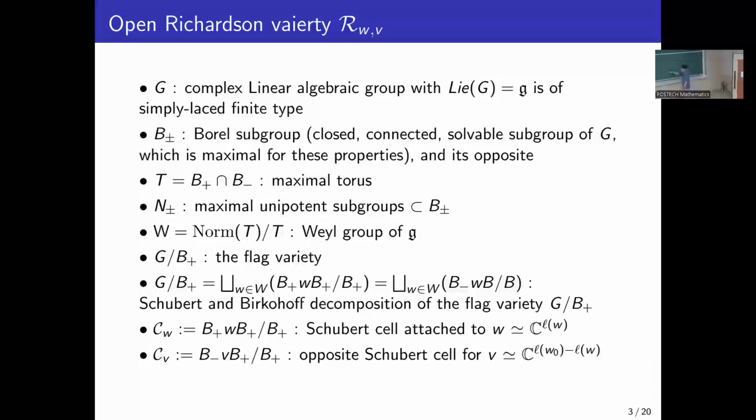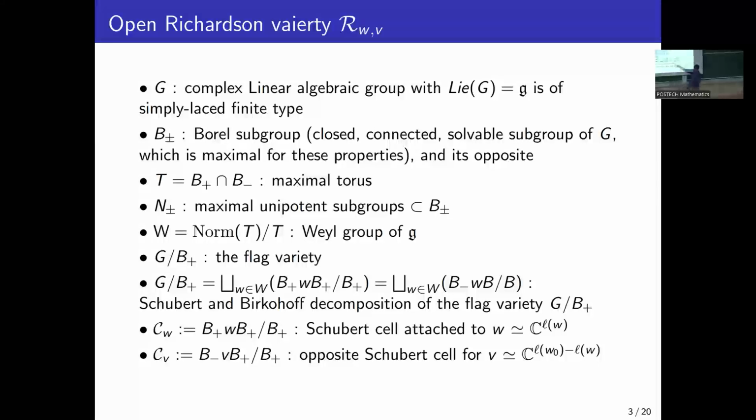So in this case, the flag variety is exactly the variety of flags. I mean, you consider the sequence of spaces, where the last one is equal to C^n, and the dimension of the k-th space is k, so each successive quotient has dimension one. So you consider the complete flags in the n-dimensional vector space, and the variety of complete flags is isomorphic to the flag variety here. So now we need to consider the Schubert and Birkhoff decomposition of the flag variety.